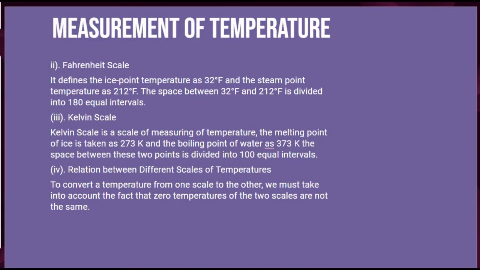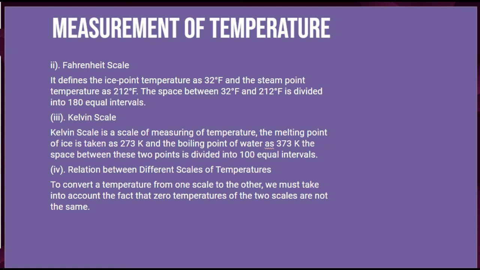The second scale is the Fahrenheit scale. It defines the ice point temperature as 32 Fahrenheit and the steam point temperature as 212 Fahrenheit. The space between 32 Fahrenheit and 212 Fahrenheit is divided into 180 equal intervals.